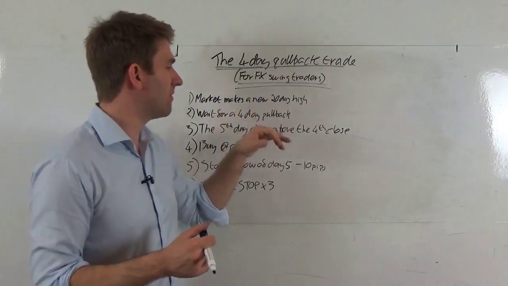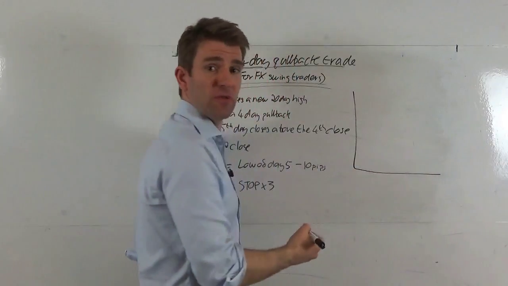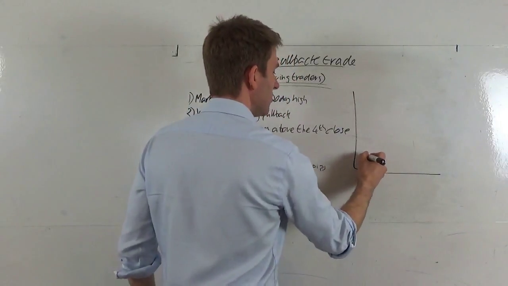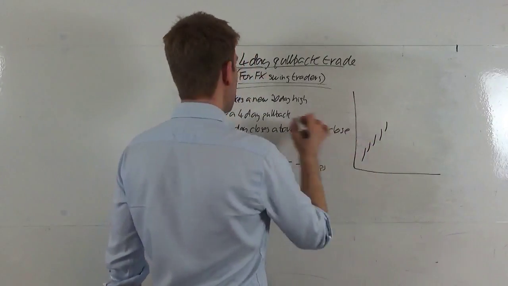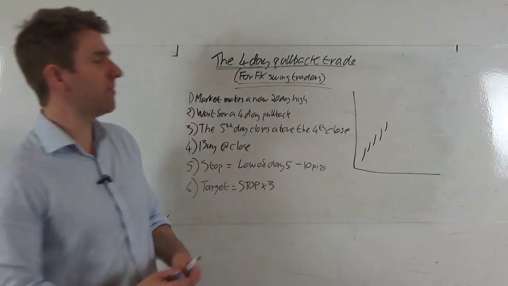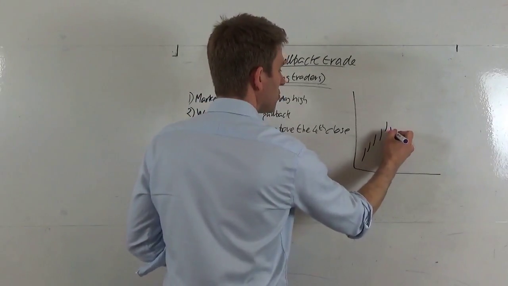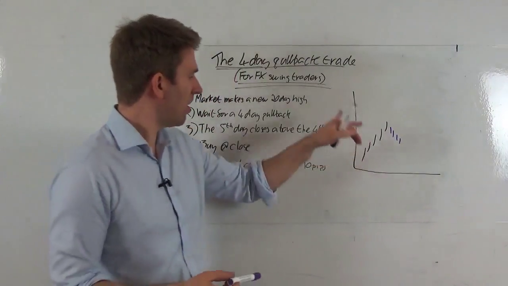Number two, wait for a 4-day pullback. So if I draw the chart here and we do it on the fly, can we see on the board? We can. So we've got pushing up, pushing up, pushing up, pushing up. Let's say it's a new 20-day high. Now we're waiting for this 4-day pullback, and I'm going to use a purple pen here for the 4-day pullback. So 1, 2, 3, 4. Okay, that's part two. So we've got 20-day high, 4-day pullback.